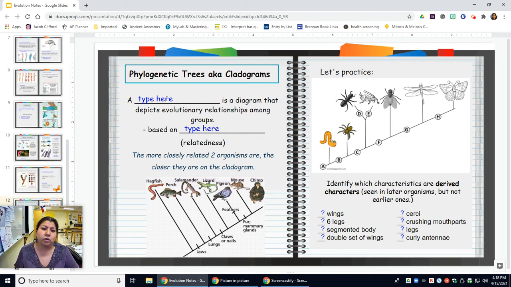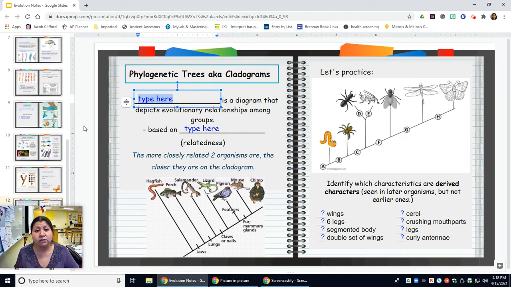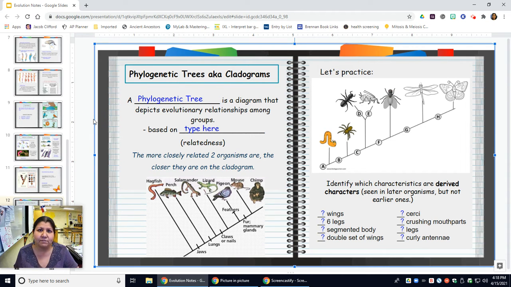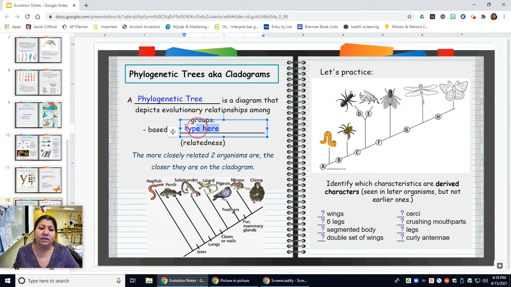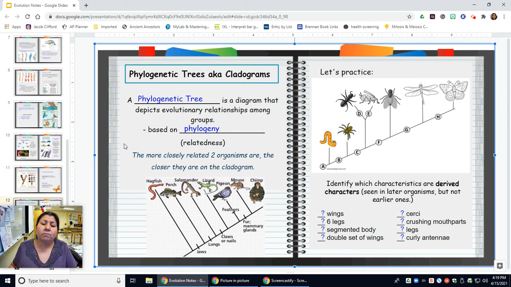All right, so if we wanted to show a diagram of how species are related and how they change over time, we're going to use something called a phylogenetic tree. Okay, and you may hear it called a cladogram. It's the same thing. These are based on phylogeny, which is the study of relatedness. So the more closely related two organisms are, the closer they are on the cladogram.